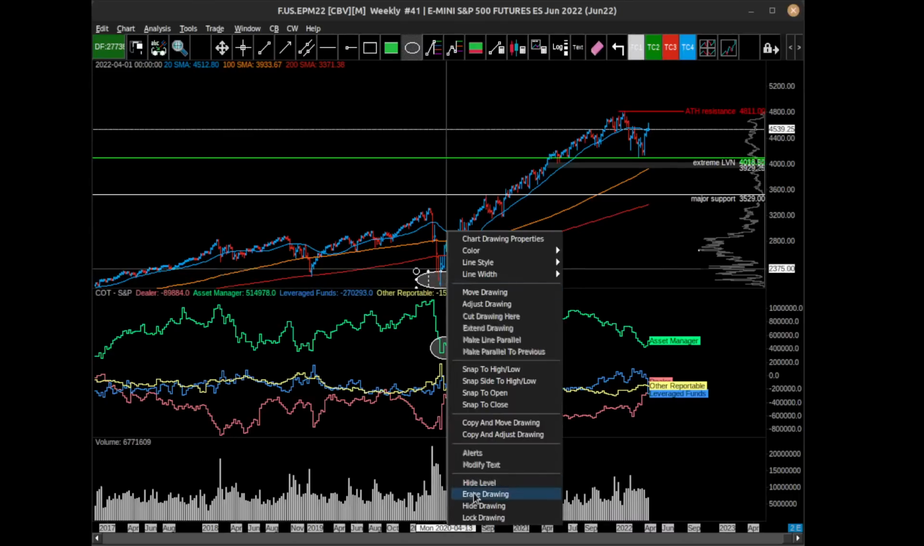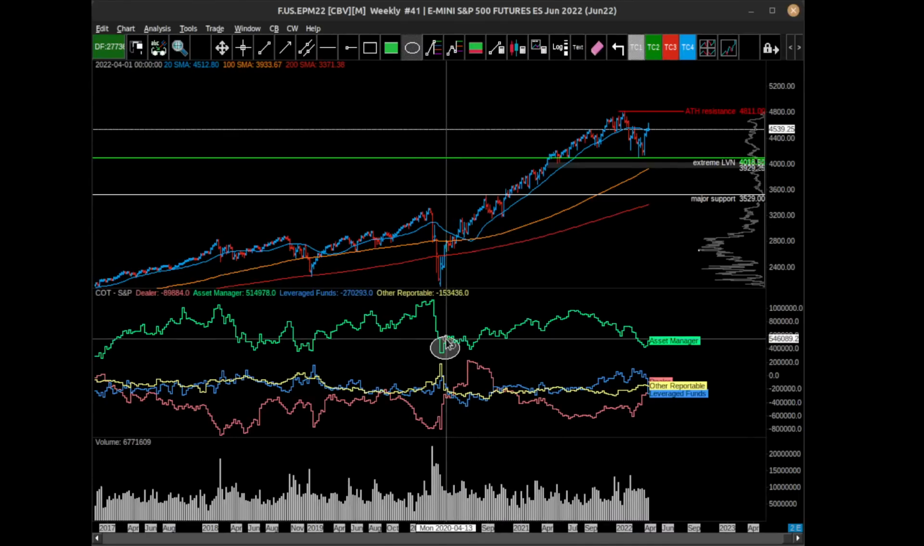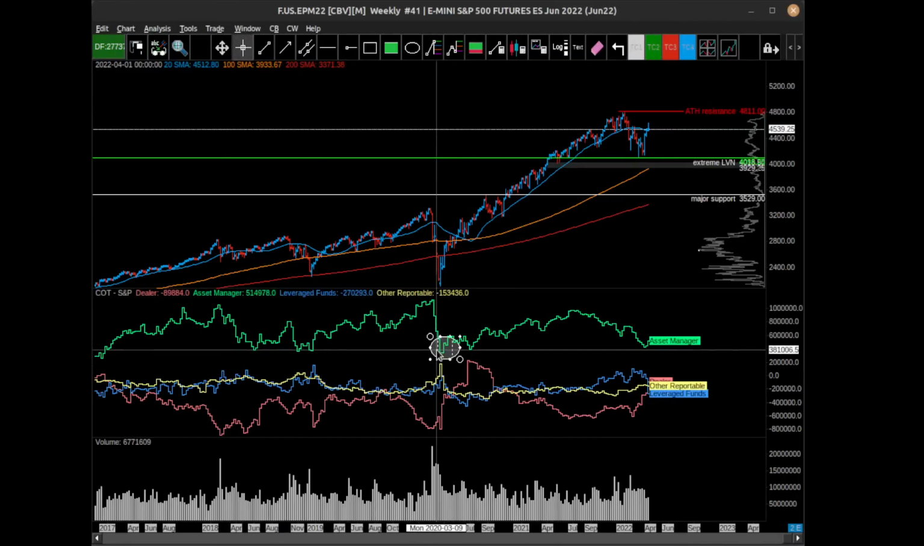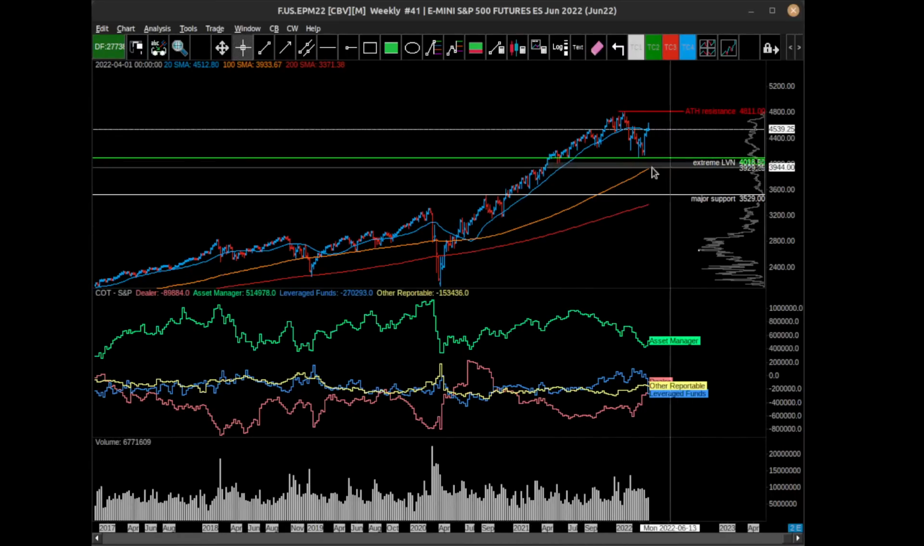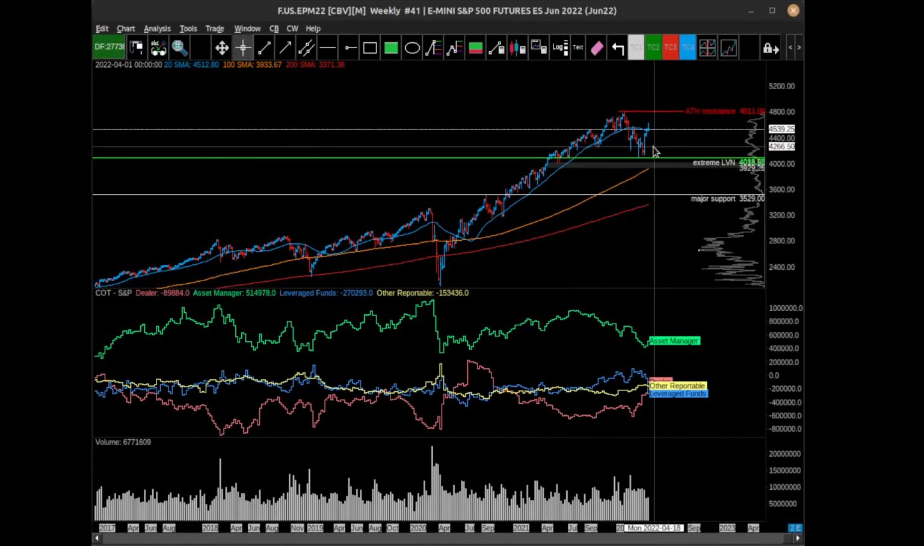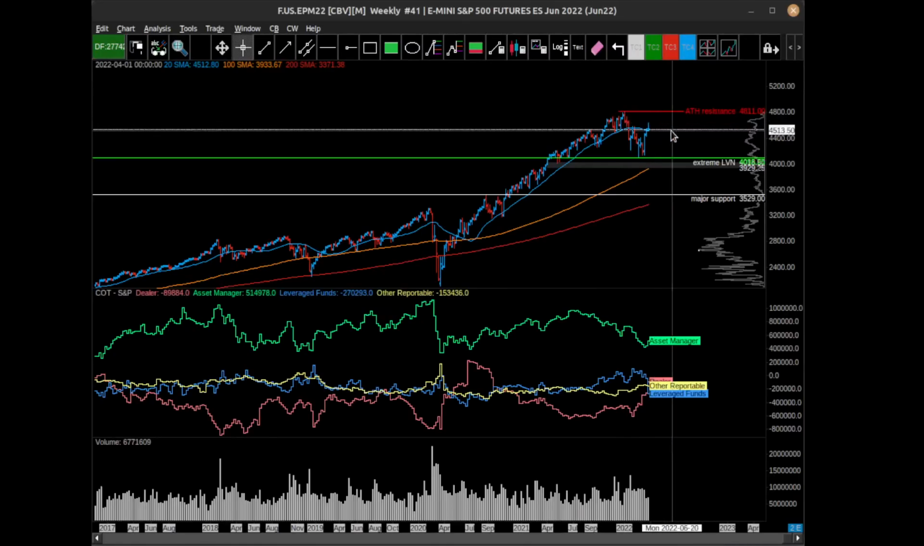Let me get rid of this stuff here. Oops. Use my delete button here. Okay. So this is an extreme LVN, right? No, hardly any. We retested right above it and then sprung out of it. We retested above it. This could be on the weekly still a lower high, and we channeled down. So, big picture, big picture.